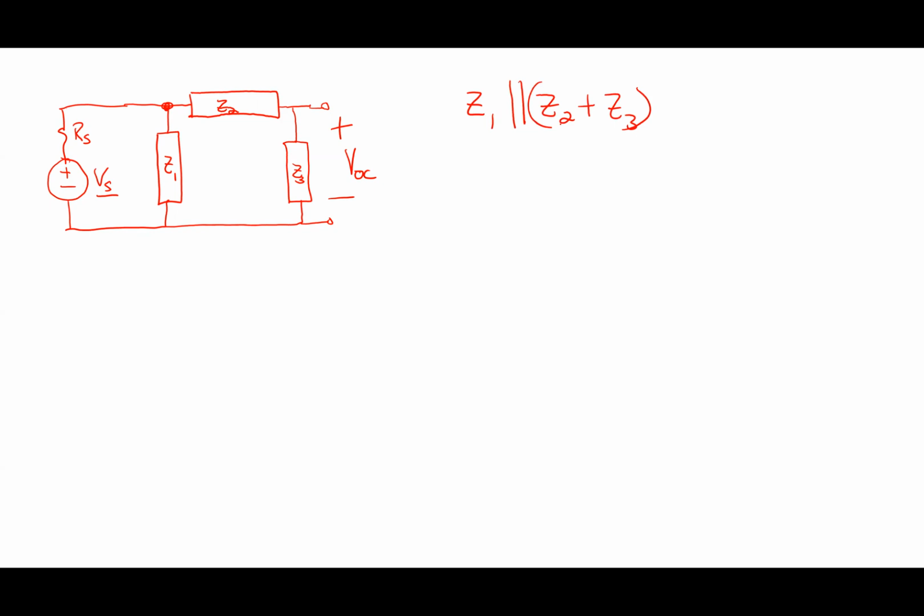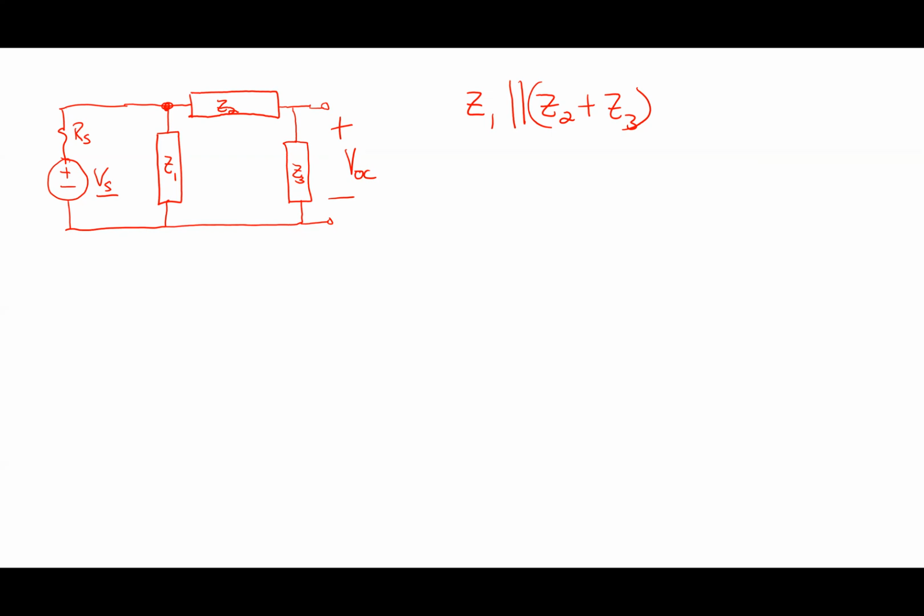Yeah, so I heard somebody say it's in parallel with VS and RS. It is in parallel with that series combination, but that's not really helpful for me in trying to simplify the circuit down. What is clear here is that Z1 is in parallel with the combination of Z2 plus Z3. You guys see why that is? Why is that? I have a question.